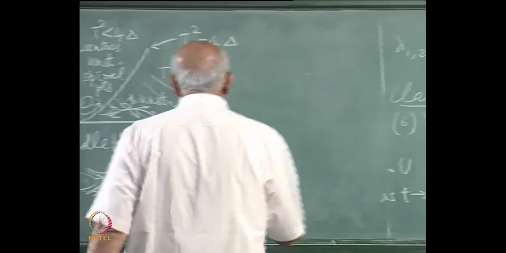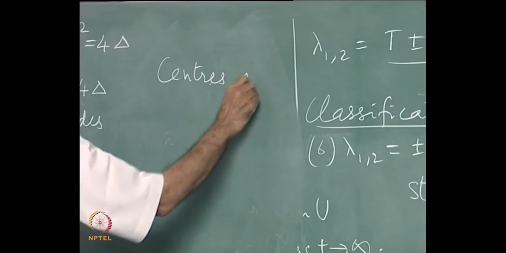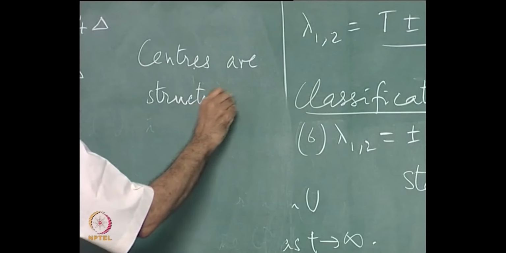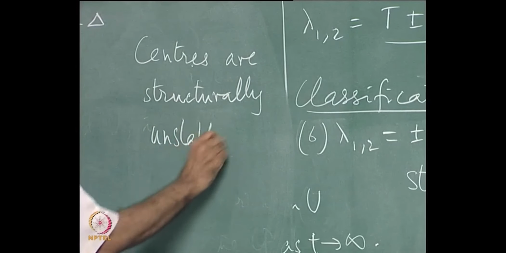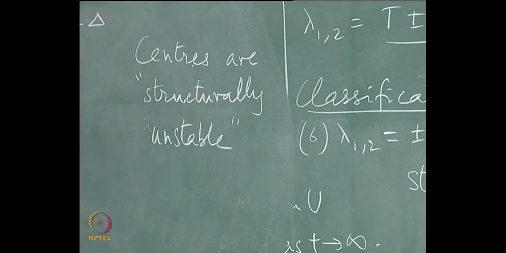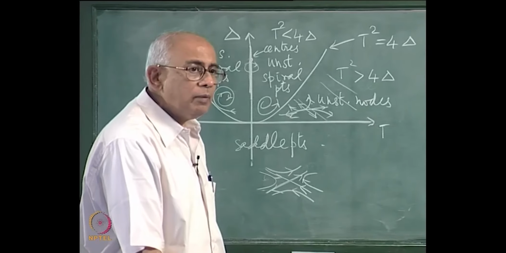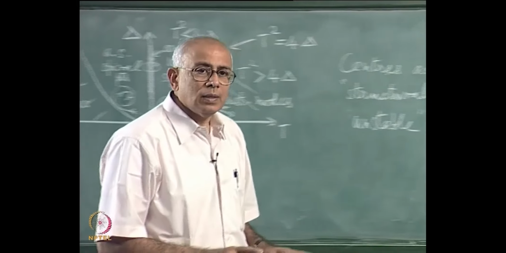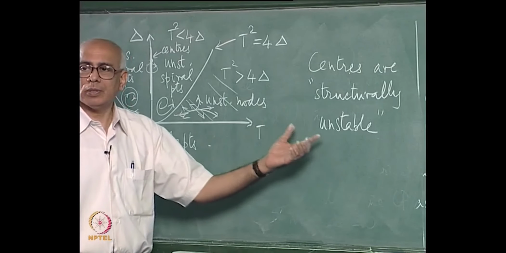So we have our first statement which is somewhat general, which is centers are structurally unstable. When mathematicians say structurally unstable, they mean that if you change parameters slightly, then there is a qualitative change in the behavior of the system, and this is exactly what happens to centers.